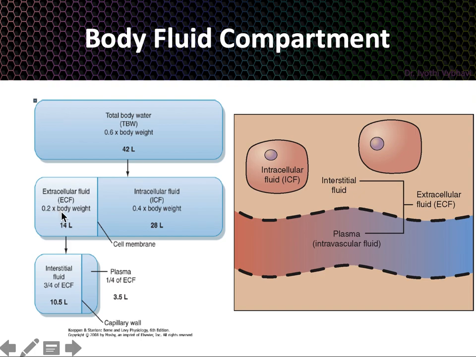So 20% of the body weight, that is 14 liters, is present in the extracellular fluid, and 28 liters in the intracellular fluid. If you take these 14 liters, 3/4 of the ECF, that is 3/4 of 14 liters, around 10.5 to 11 liters, is present in the interstitial fluid, whereas only 3 to 3.5 liters is present in the plasma. So 28 liters is present in the intracellular fluid, 11 liters in the interstitium, 3 liters in the plasma. With this information, you should know that there are 11 liters of interstitial fluid all over the body.